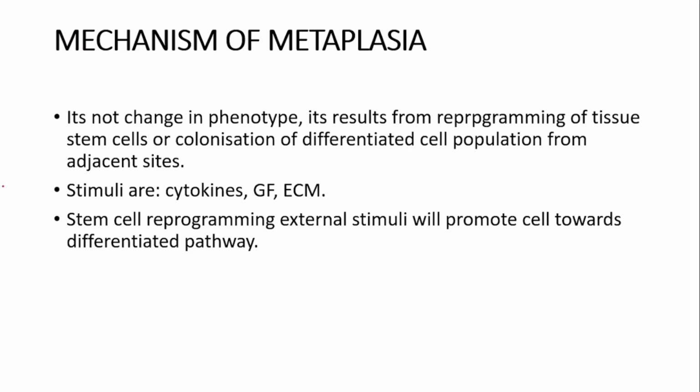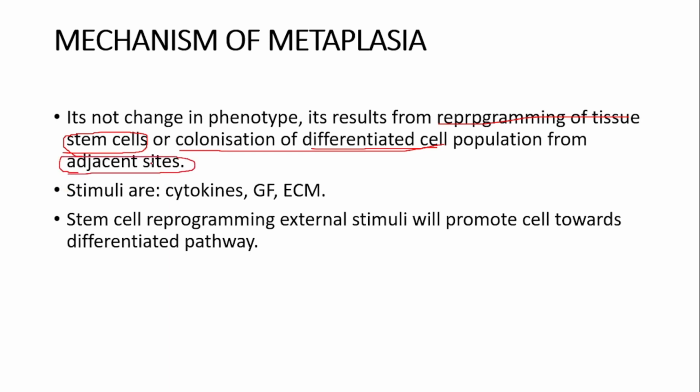The next is the mechanism of metaplasia. Metaplasia is not just a change in the phenotype, but rather it is because of reprogramming of stem cells, where the stem cells present at the site are reprogrammed to differentiate into other cell types. Okay, so the stem cells present at the site of irritation or injury are reprogrammed so that they differentiate into the other cell type. Or it could be because of colonization by differentiated cells from the surrounding cells which are already differentiated.